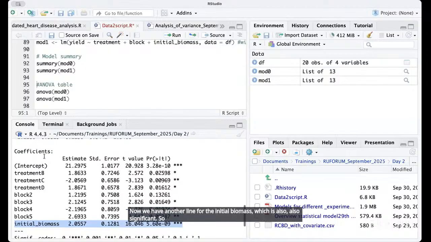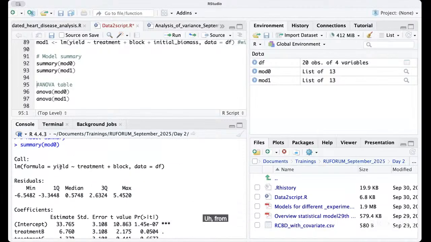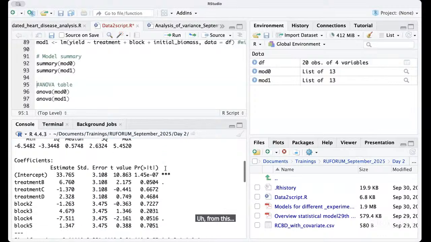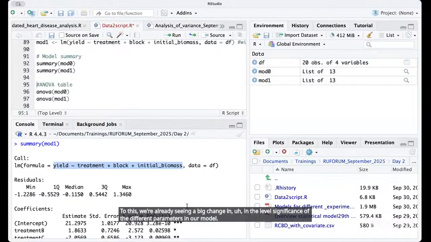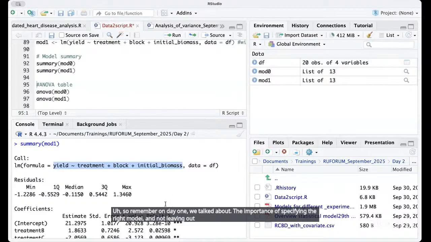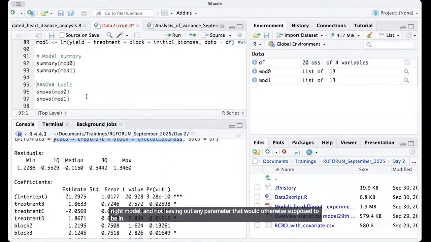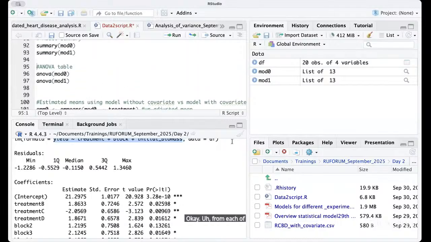So you can see that by changing the model from this to this, we're already seeing a big change in the level of significance of the different parameters in our model. So remember on day 1, we talked about the importance of specifying the right model and not leaving out any parameter that is supposed to be in the model. Okay. From each of these models also, we can get an analysis of variance table.